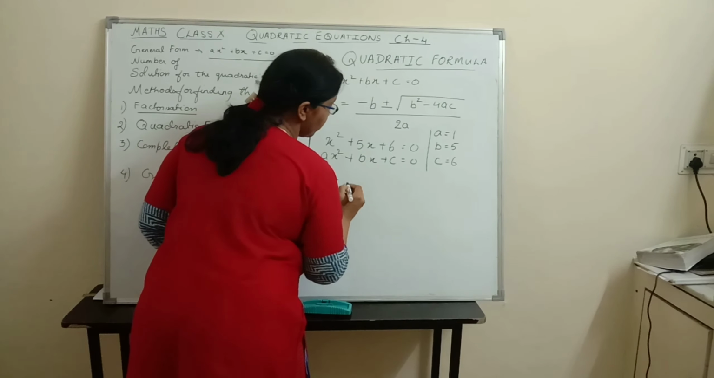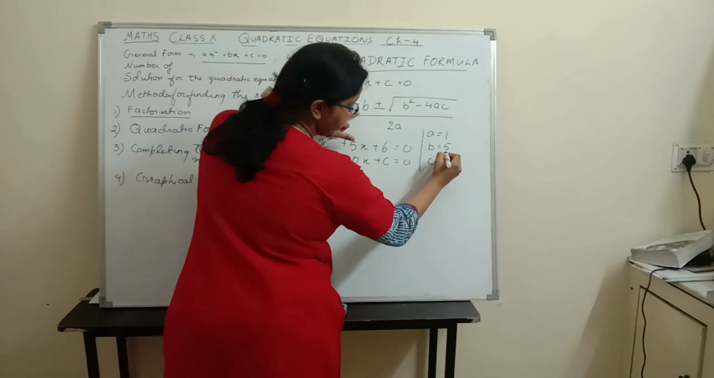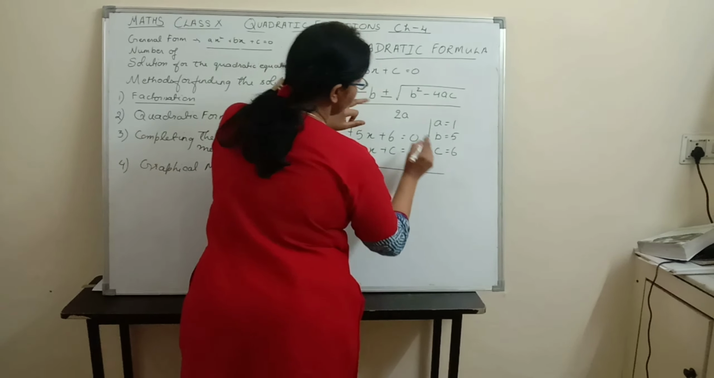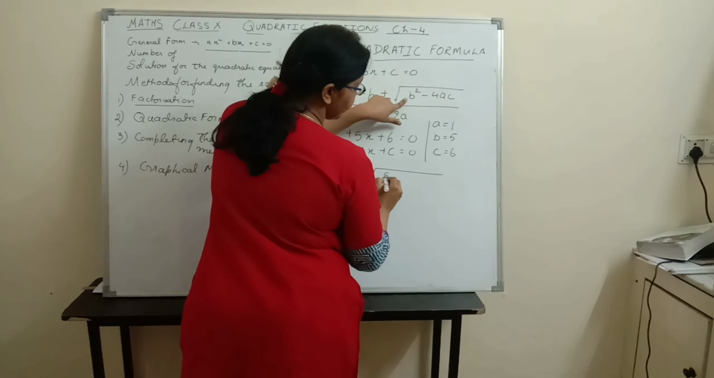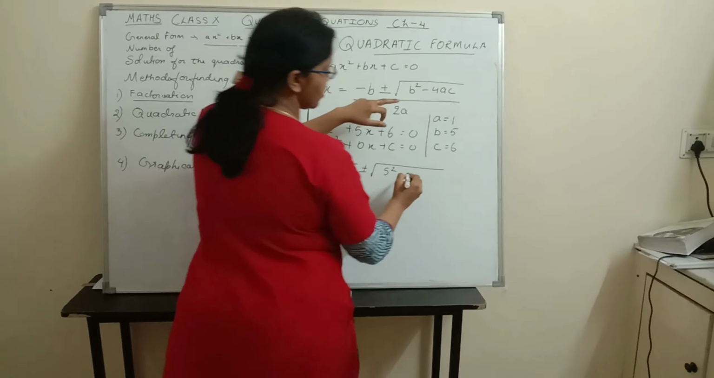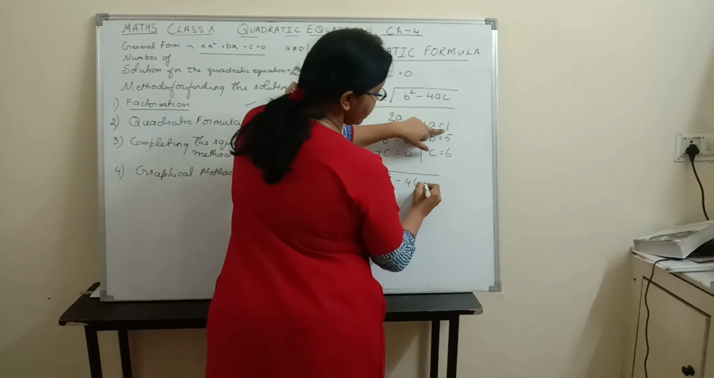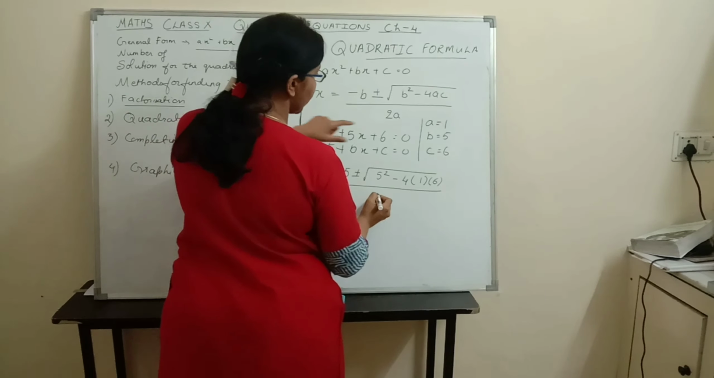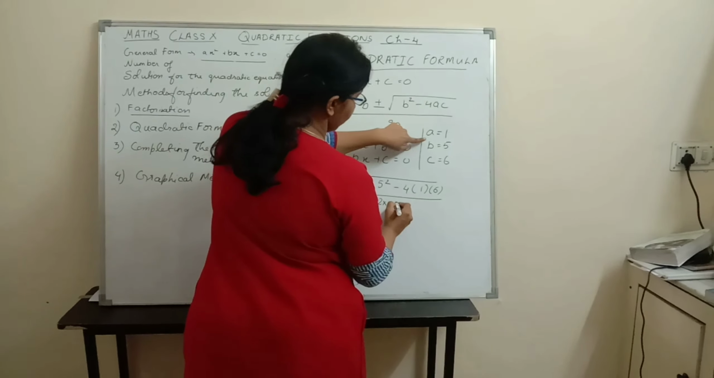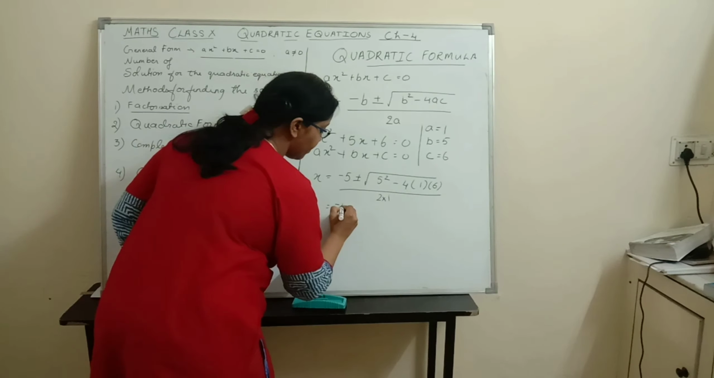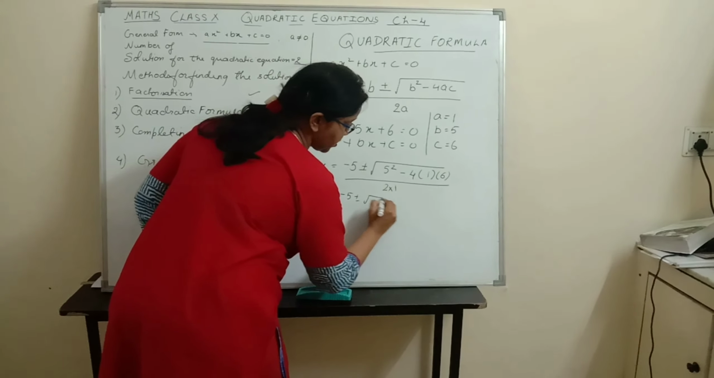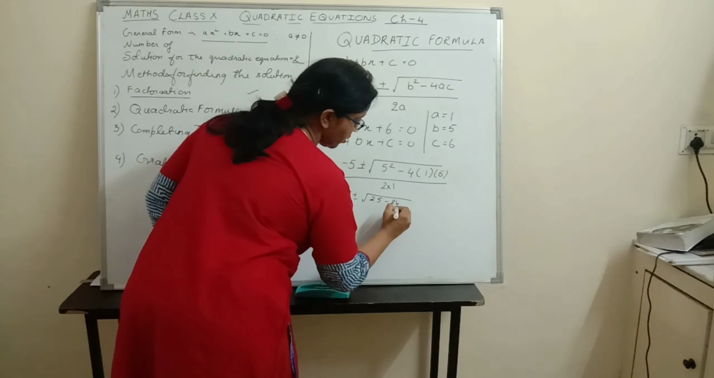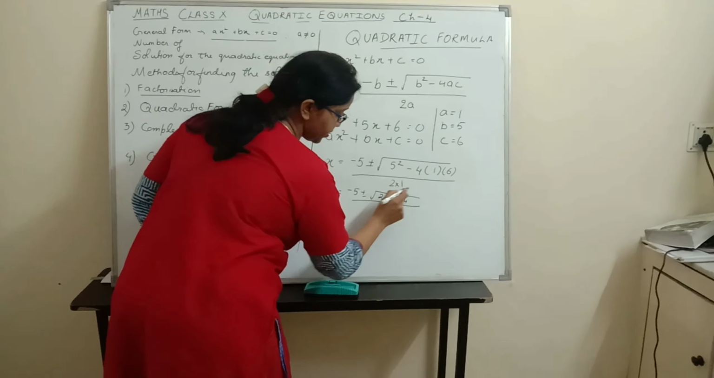x is equal to minus b. Minus b is 5. Plus minus under root b square, meaning 5 square, minus 4ac, 4 into a is 1 and c is 6, whole upon 2a, 2 into a is 1. Minus 5 plus minus under root 25 minus 4 sixes are 24, whole upon 2, 2 ones are 2.